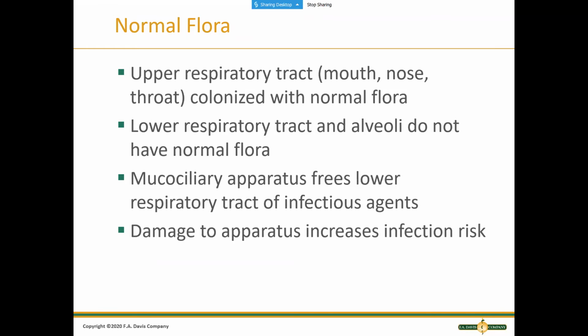You do have normal flora in your upper respiratory tract. This is bacteria that lives there, and it's actually very important. It does an important job. We're not sure what that job is, but we know that it's important. If we start disrupting your normal flora, you could start having weird problems. Deep down in your lungs, though, in the lower respiratory tract, in the alveoli, you don't have normal flora. You don't have bacteria living down there. It's a pretty sterile environment.